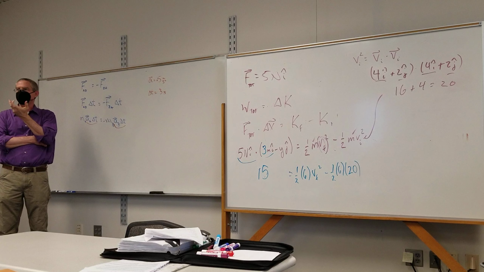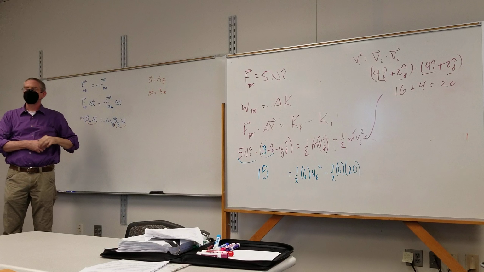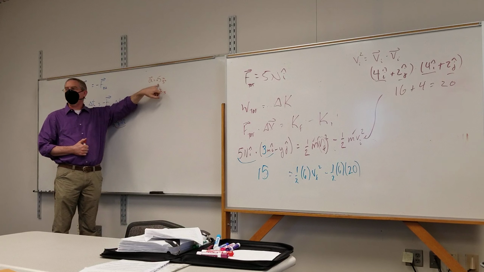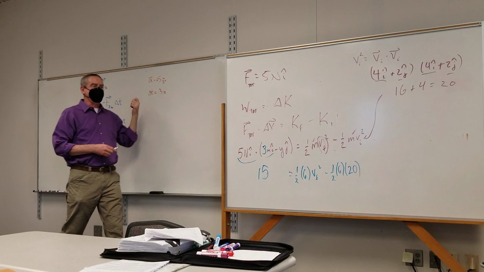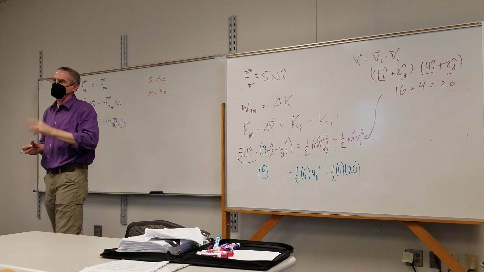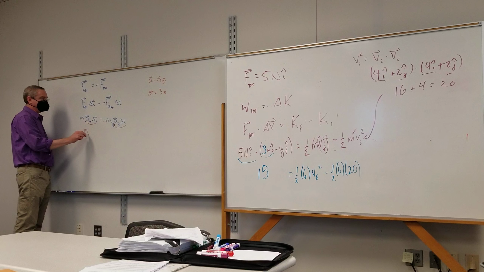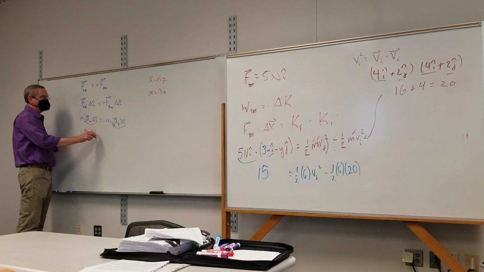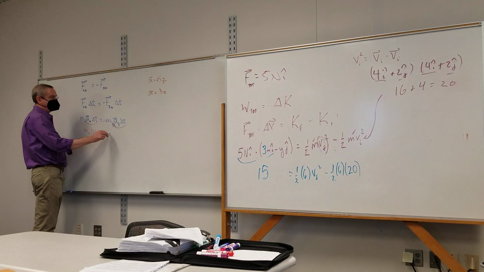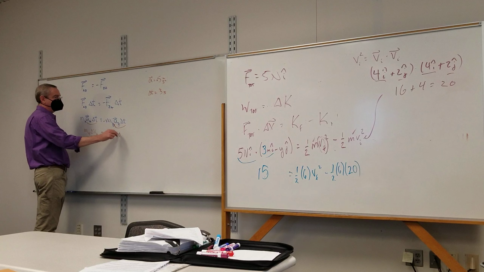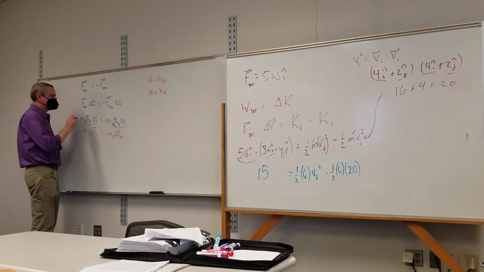What does acceleration tell us? How fast? Change in velocity. It's the rate at which velocity changes. Acceleration times time is not velocity itself, it's the change in velocity. So this is mass of A times the change in velocity of A is equal to the negative mass of B times the change in velocity of B. Let's not forget those vector signs.